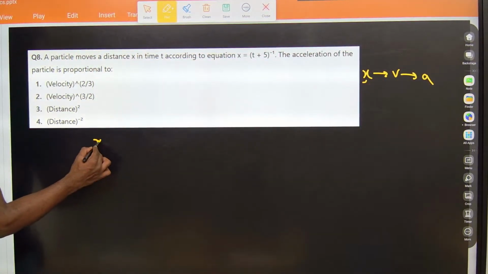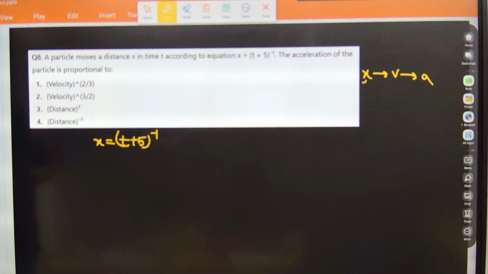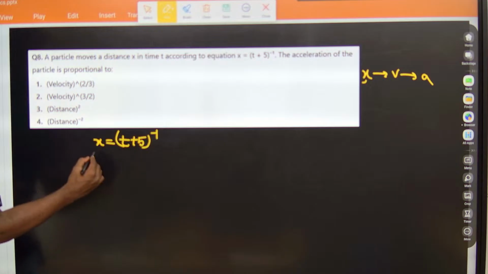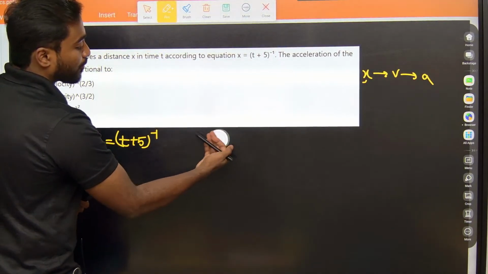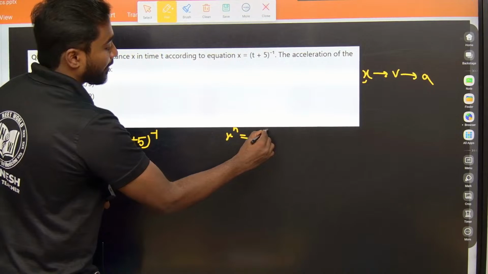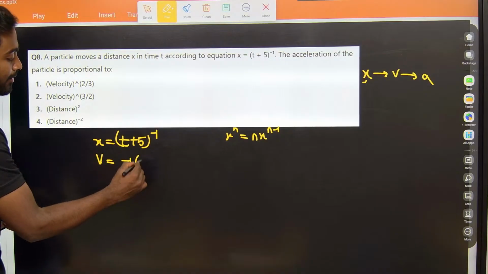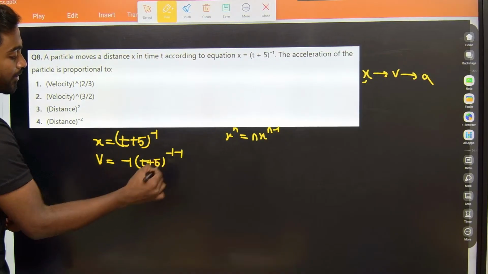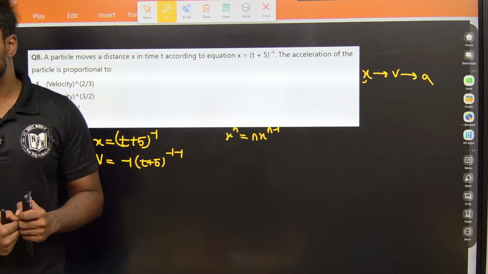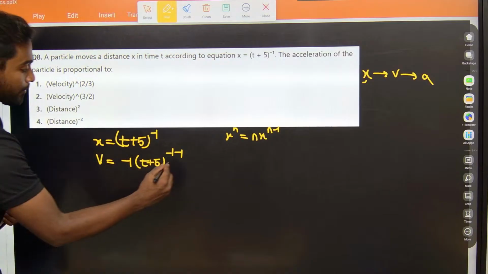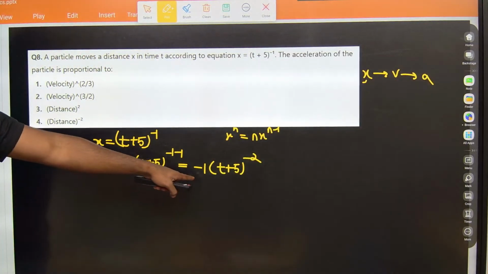So x will be equal to (t + 5)^(-1), right? If I differentiate this one, v will be equal to, what is the differentiation formula? x^n differentiates to n times x^(n-1), right? So what is n here? Minus 1. So minus 1 into (t + 5)^(-1-1). Again, what is the differentiation of t + 5? Only 1. So the answer here is -1 (t + 5)^(-2). This is the equation for velocity.